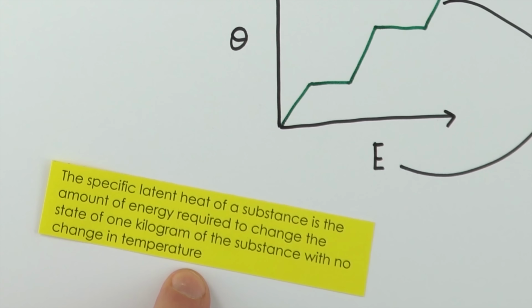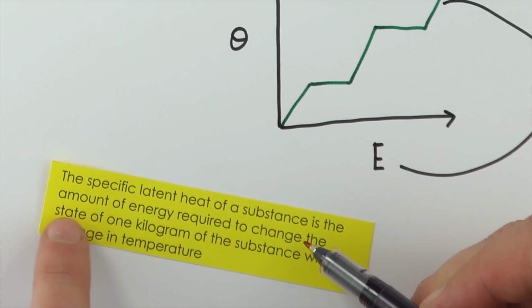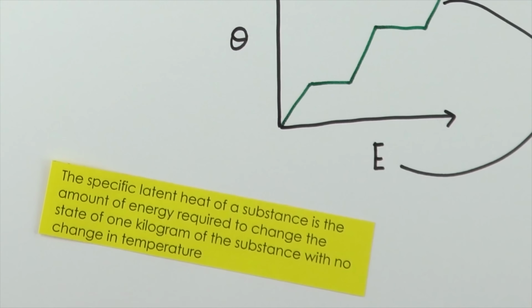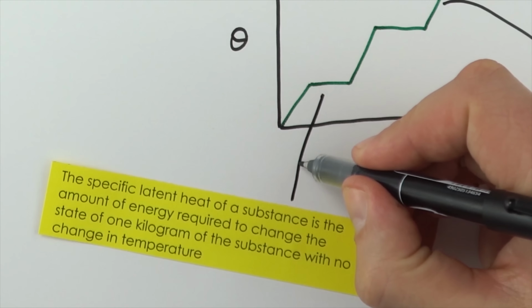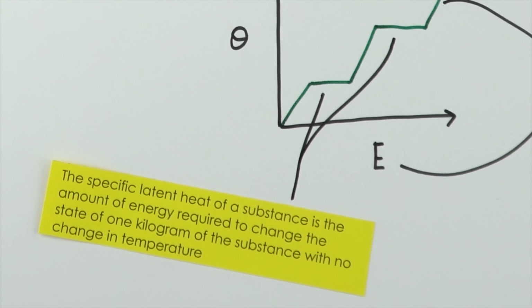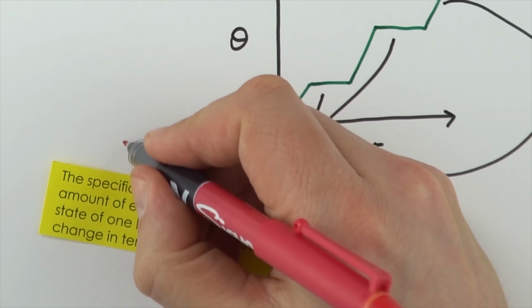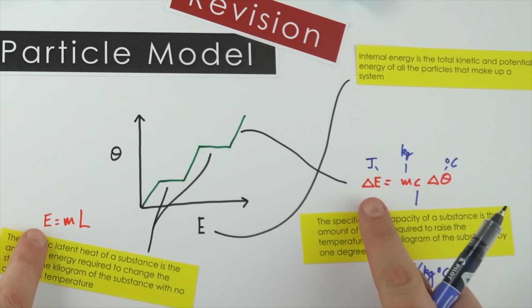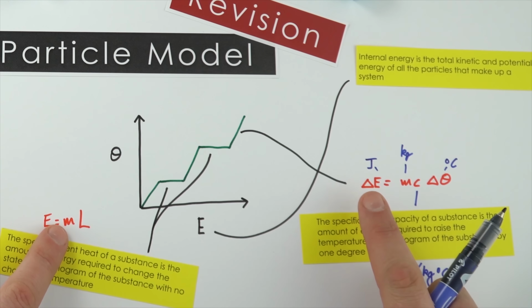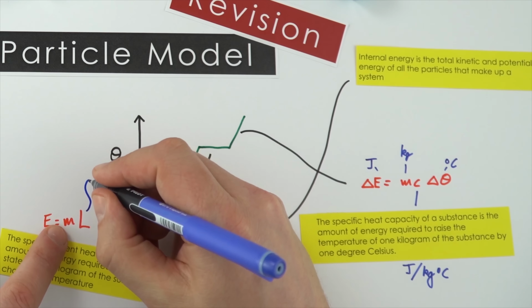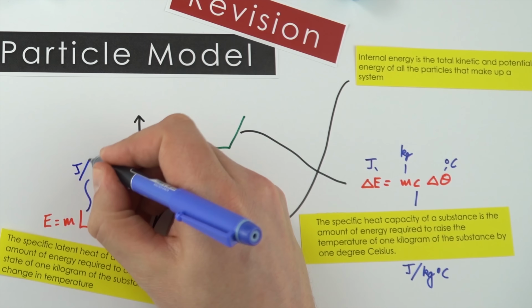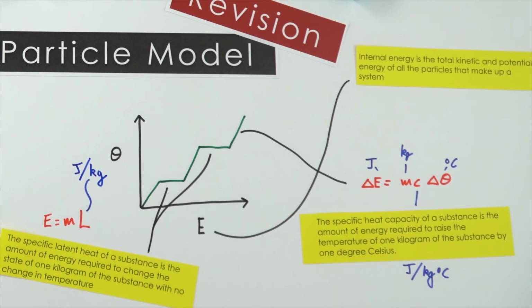And this is then defined as the amount of energy required to change the state of 1 kilogram of the substance with no change in temperature. So this is where we're looking at this region on the graph, or this one up here. And the equation that we can use for this is that E is equal to ML. Once again, we measure our energy in joules, our mass in kilograms, and that means the units for this latent heat, the specific latent heat, are equal to the amount of joules per kilogram.